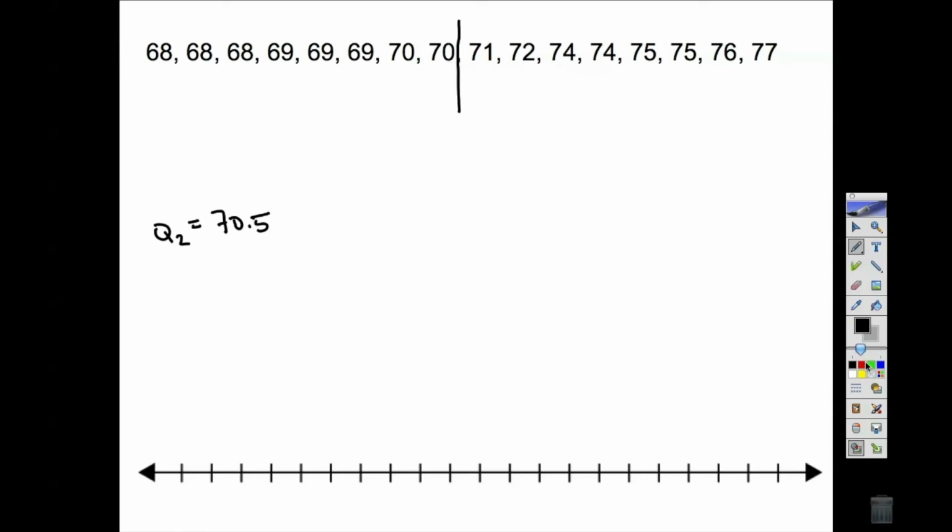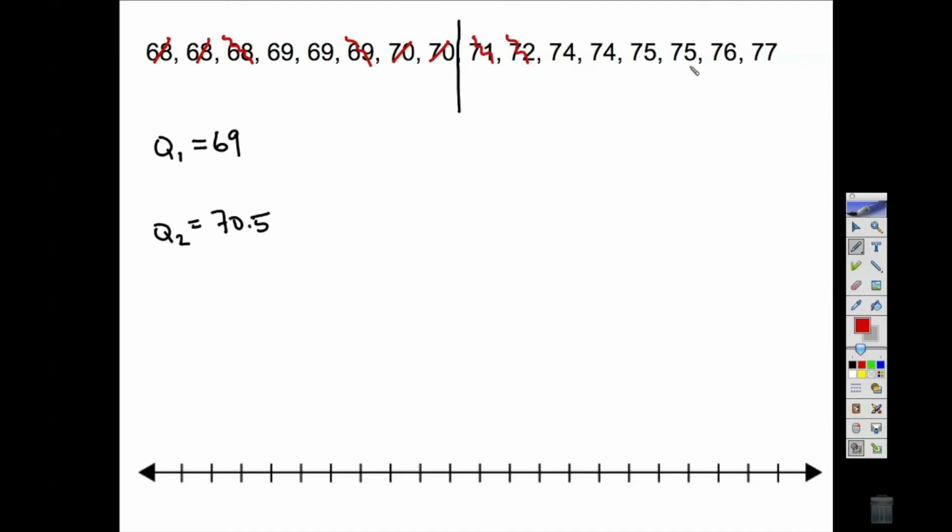So again, cross out from the end: 1st, 2nd, 3rd. I need to find the number between 69 and 69. There is no number between 69, so Q1 equals 69.